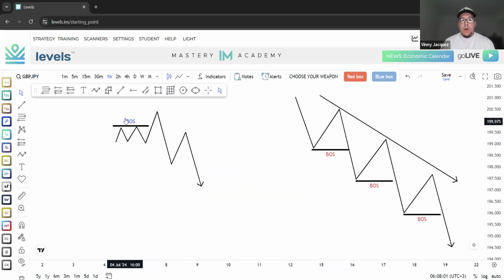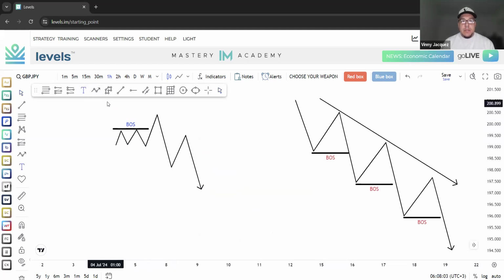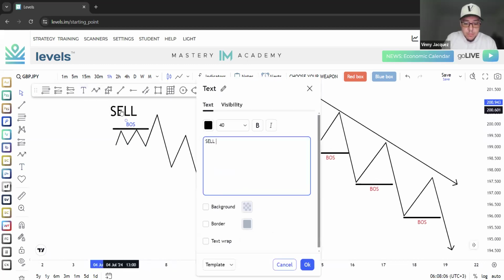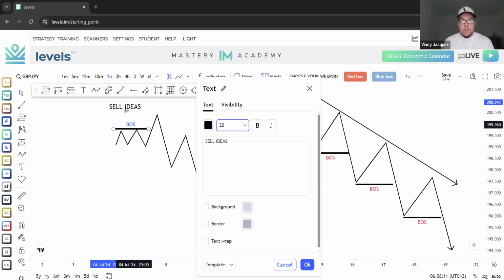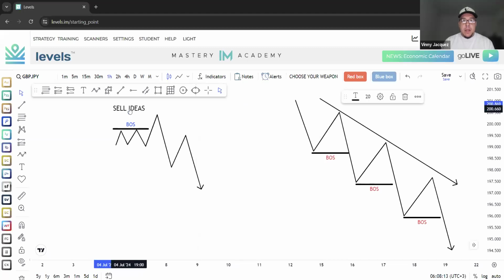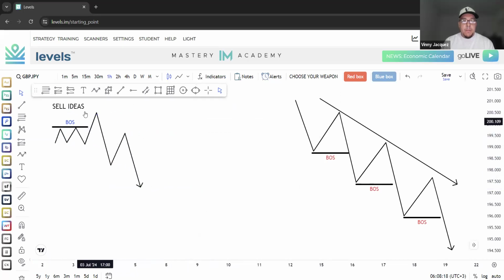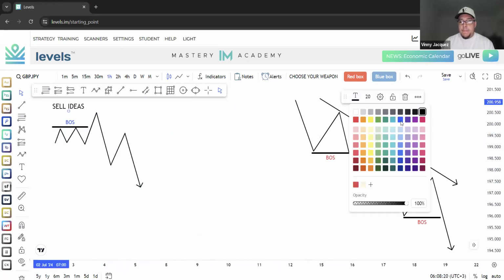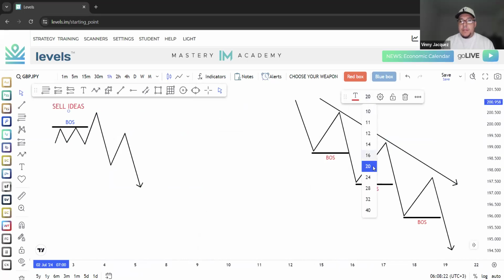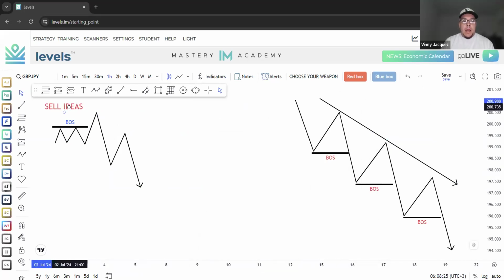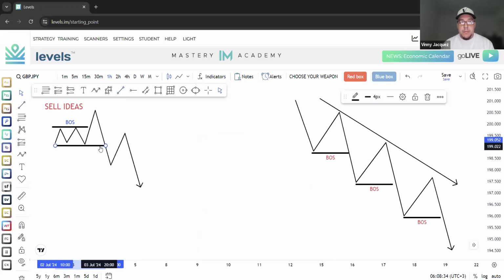So when we're in sell, this is what we want to see. Sell ideas right here. Let's actually move this over here to the left. Make that red for the sell idea. Make that a little bigger. Awesome. So in the sell, we want to see a break of structure to the upside, and then we want to see this bearish change of character.